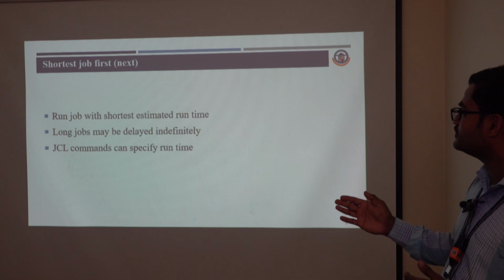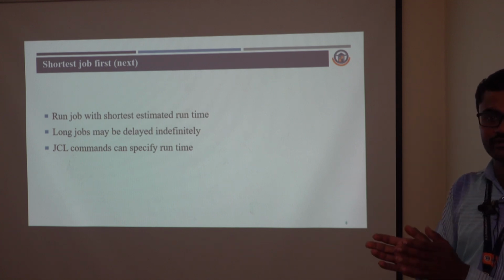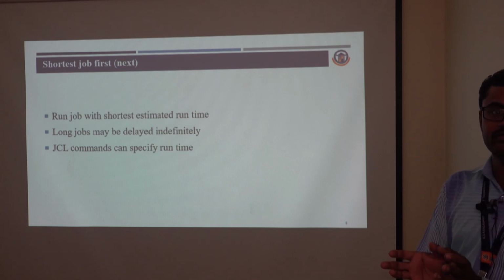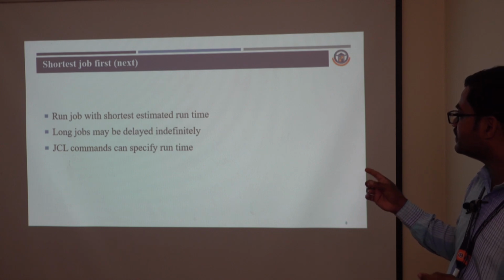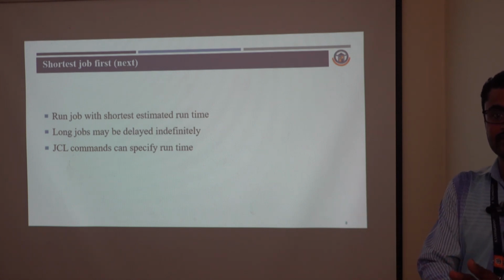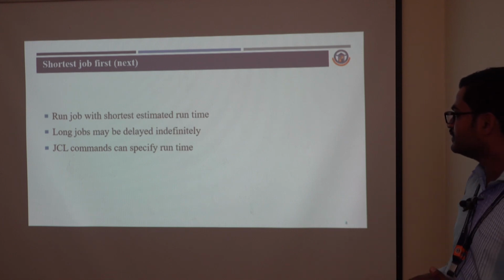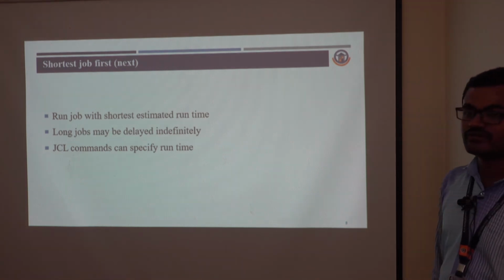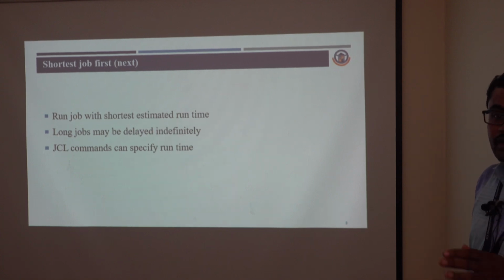In the shortest job, the running job is the one with the shortest estimated runtime. We can easily choose the process with less running time. Long jobs can be delayed for infinite time. For example, process P2 waits until all the processes enter. Then the J1 command specifies the run times. In this way, for every algorithm we have to calculate the turnaround time and waiting time of all the processes.